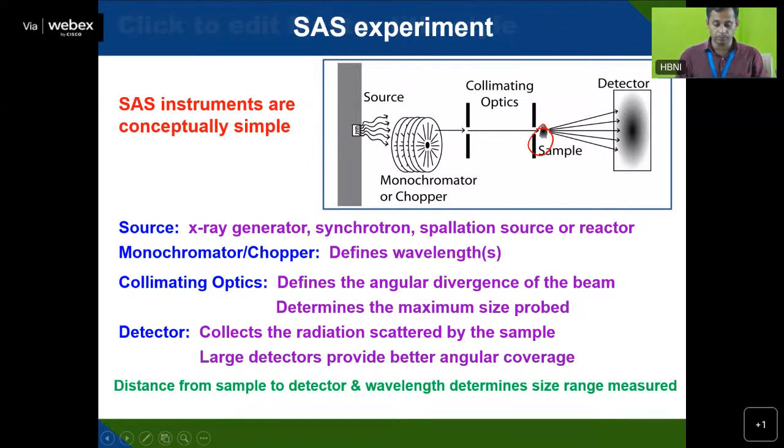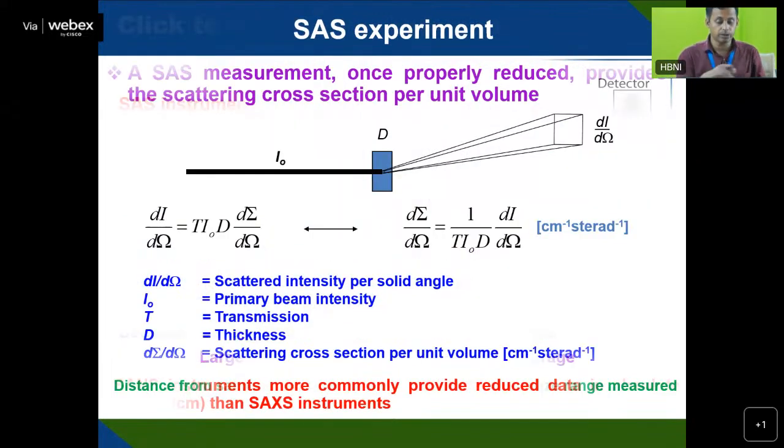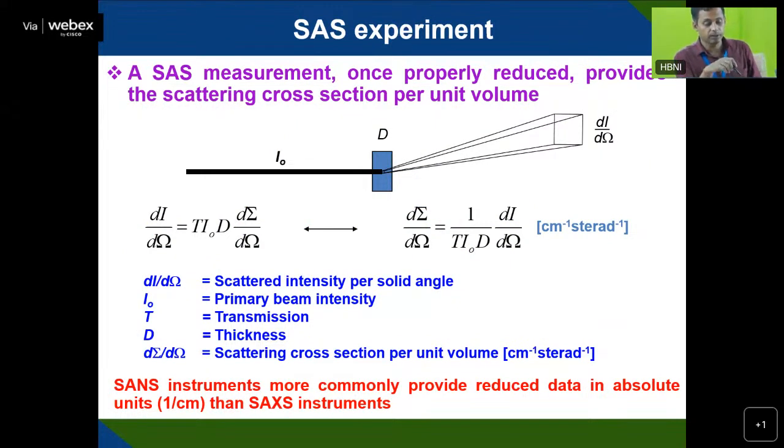Once it goes to the sample, the detector comes into the picture and collects the radiation scattered by the sample, and a large detector provides better angular resolution. The distance from the sample to the detector, or the wavelength, determines the size range measured. If you vary the distance too far, then you're not able to attain the particular size measurement.